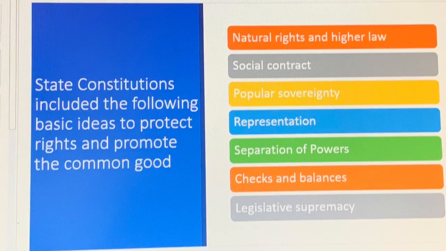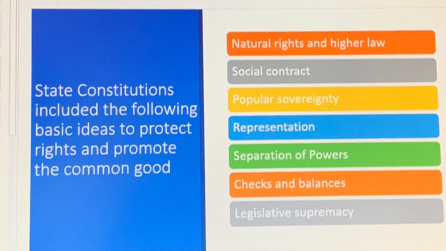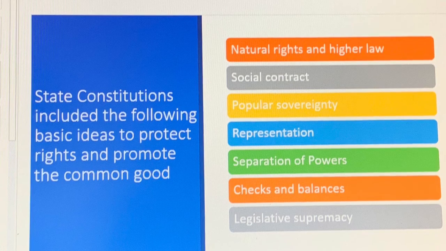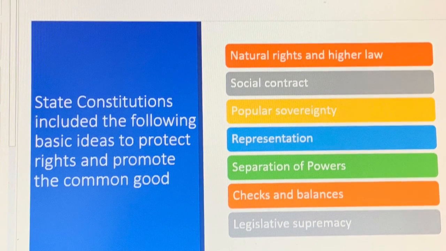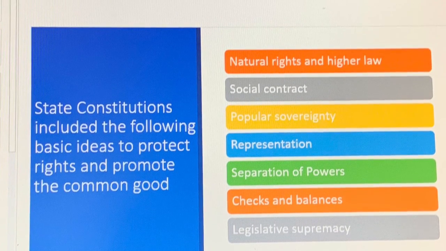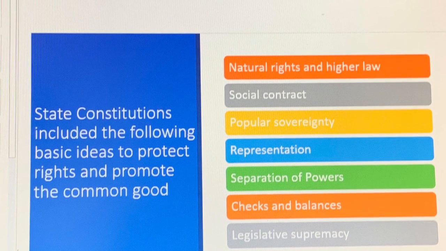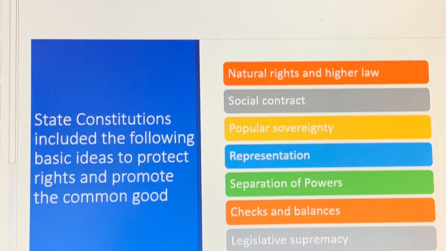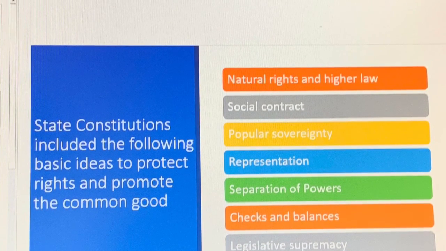State constitutions include the following basic ideas to protect and promote the common good: natural rights and higher law, social contract, popular sovereignty, representation, separation of powers, checks and balances, and legislative supremacy.